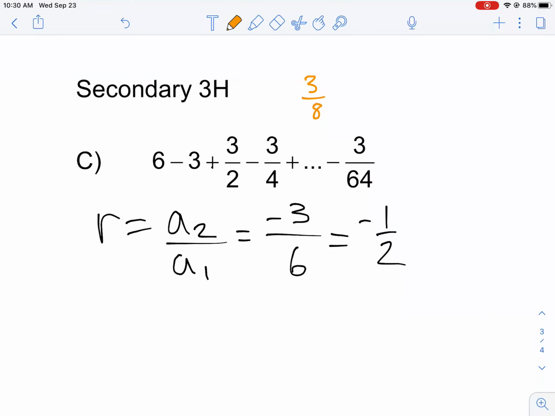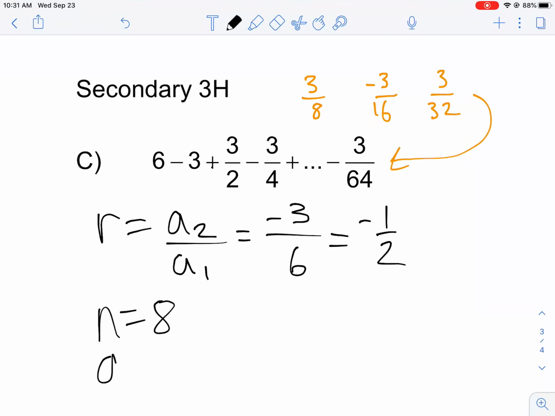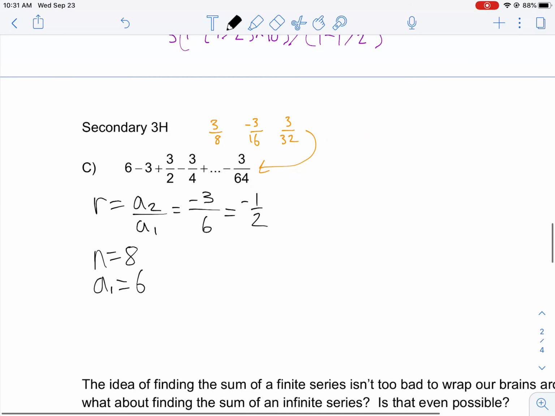Okay? And then a positive multiplied by a negative 1/2 is going to be a negative 3/16ths, to a positive 3/32. And then when you multiply it again, we'll end up back at negative 3/64. So we'll count that and we get 1, 2, 3, 4, 5, 6, 7, 8 terms. And then we write our first term, which is 6. Now we have all the information we need.